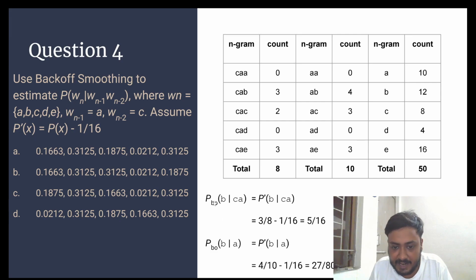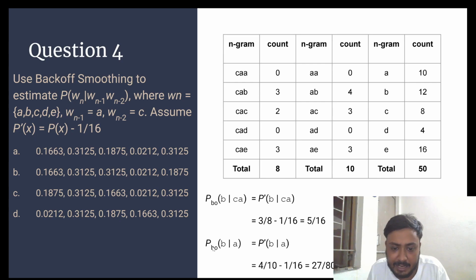Now you will understand. Here we want to find out back off of b given ca. Now b given ca is non-zero, so that is why we can directly use the discounted probability. So this is the idea. We are discounting from the rich and it gets distributed back to the poor. That is how it works. So you do see 3 by 8 minus 1 by 16. This is straightforward.